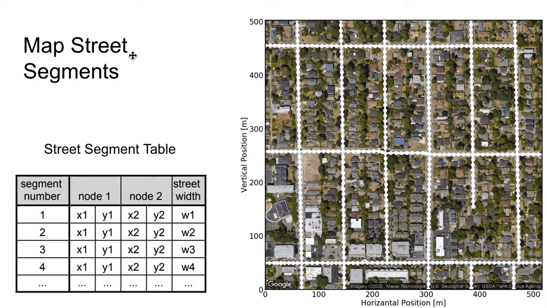So this is the information that I get from openstreetmap.org. When I download information for a particular region, I get a set of nodes, which are these white dots, as well as the relationship between them, so whether they are members of the same street. So I first have to parse that information to get into this format shown on the left, which is a street segment table. For each street segment, it's defined by the adjacent nodes and their coordinates, as well as a street width. Certain streets are wider than others, and this is taken into account in this algorithm.